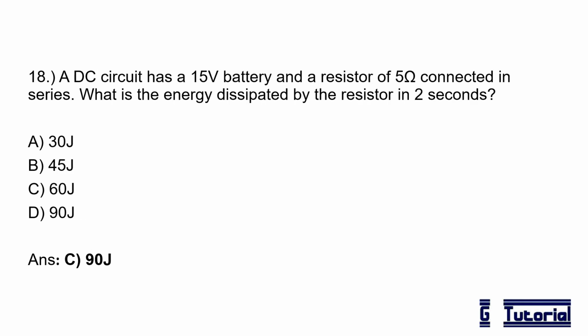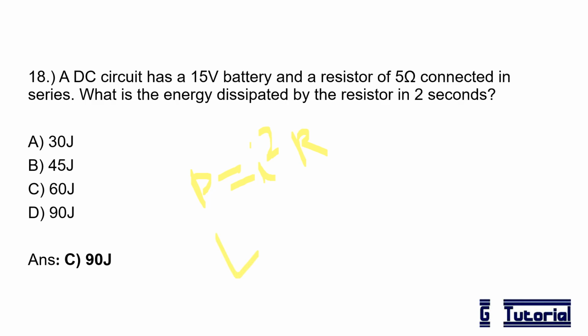This is the next question. A DC circuit has a 15-volt battery and a resistor of 5 ohm connected in series. What is the energy dissipated by the resistor in 2 seconds? The energy dissipated in 2 seconds is the question. First, we have to find the power. We have seen that power is equal to I square into R. Here I is given by 15 by 5, which is 3.